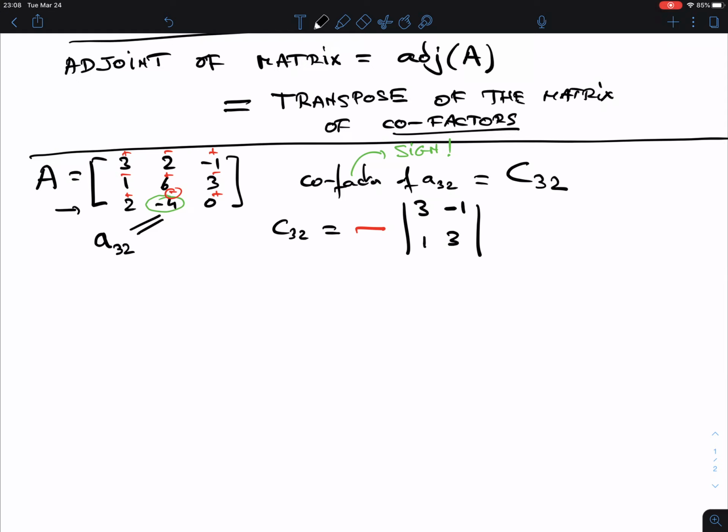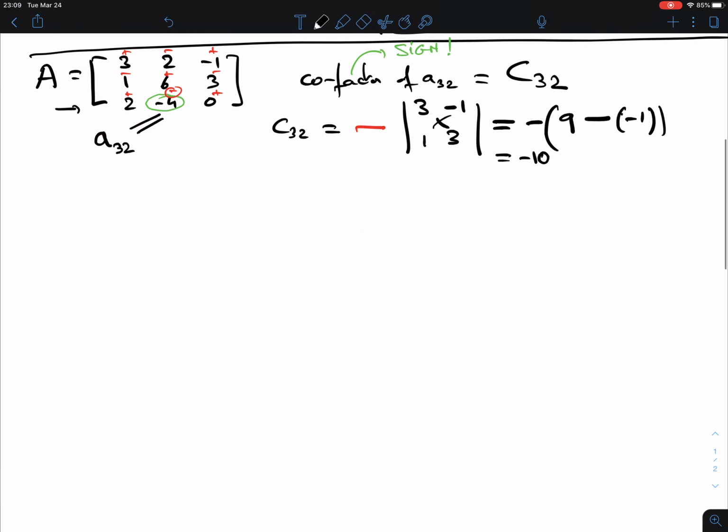So that's my first cofactor. Well, I have to work it out, so let's do this. Minus. The product of these two is 9, and then you subtract the product of these two, right? That is minus 1. So the whole thing is minus minus 10, so it's minus 10. So that's one of the cofactors. But I'm saying it's a matrix of all cofactors, so I'm going to actually calculate all of them, okay?